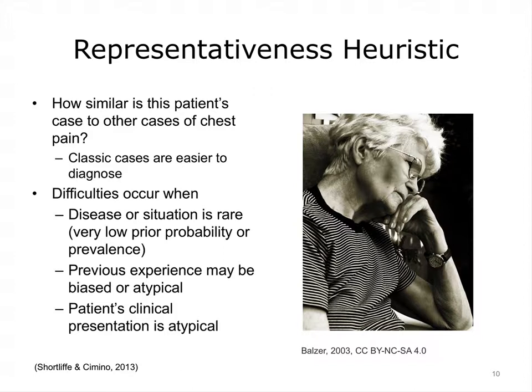The tendency is the clinician will compare how similar this case is to their mental image of others with this same disease. However, difficulties occur when the disease or situation is rare, with very low prior probability or prevalence, when the clinician's previous experience is biased or atypical, or when, as in this case, the patient's clinical presentation is atypical.